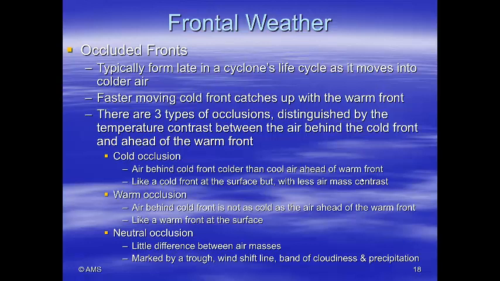We also have a warm occlusion. Here, air behind the cold front is not as cold as the air ahead of the warm front. And it's like a warm front at the surface. Then we have a neutral occlusion, so there's little difference between the air masses. It's marked by a trough, a wind shift line, and a band of cloudiness and precipitation.